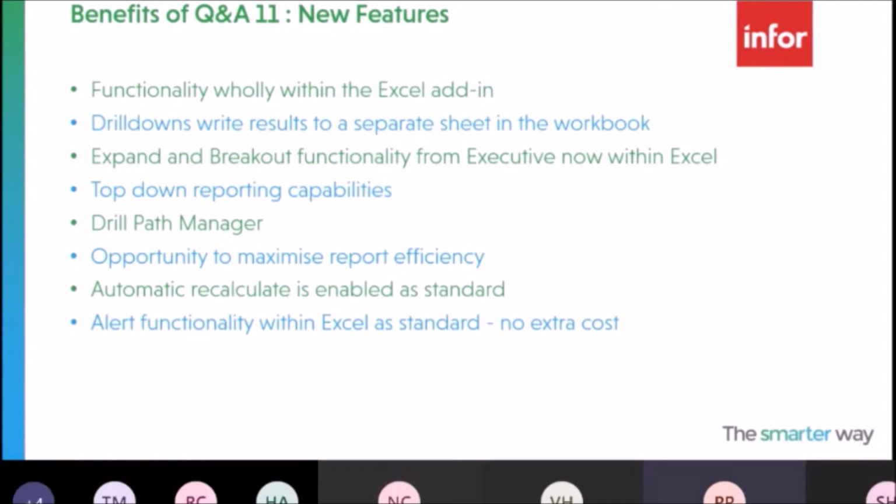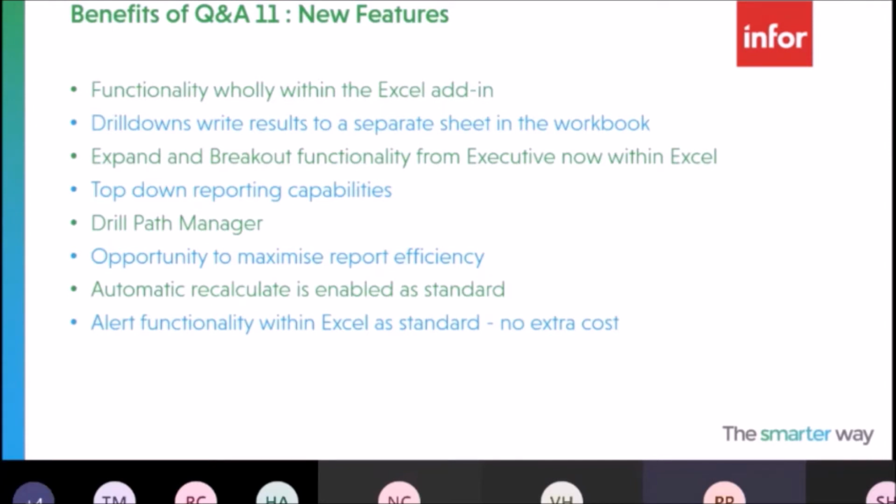We also have two new pieces of functionality for Excel, which are expand and breakout. Now, if you've ever used or seen Executive, what this means is you are able to interrogate the data in your spreadsheet in new ways. And we'll look at that, and it's much easier to see exactly what that functionality does. But expand allows you to, from an attribute, look at the data within a workbook, and breakout allows you to create separate sheets based on other criteria.